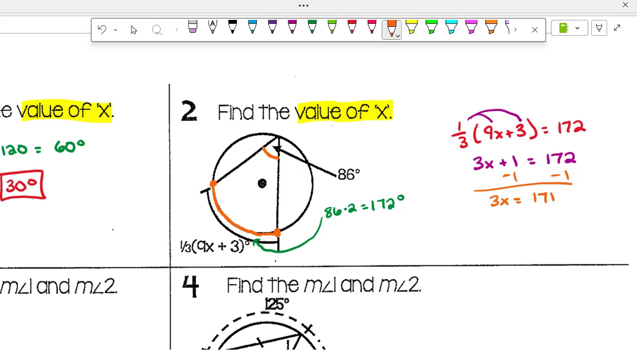Then what do I do? Divide by 3. X is equal to what? Guys, if you don't have a calculator, go grab one. 57. Now, since it's not an angle measure, we'll keep it at just 57. You don't need to put degrees.